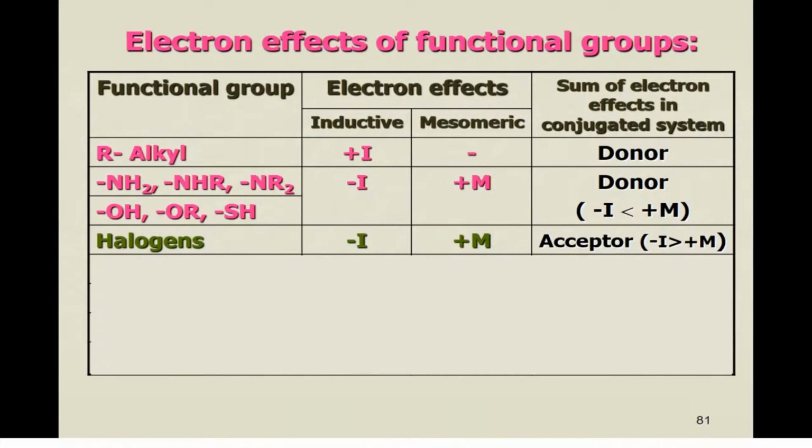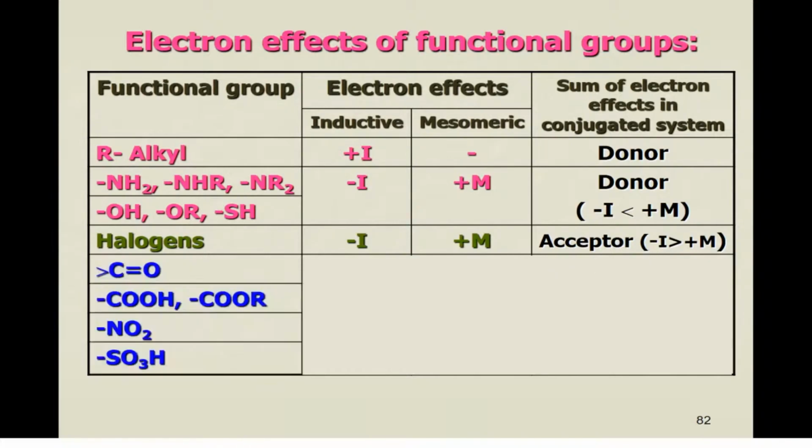The halogen situation is different. Why? Because of negative inductive, as they are more electronegative, and positive mesomeric, as a lone pair is present, but they are the most electronegative atoms there can be. So for them electronegativity results in negative inductive being more than positive mesomeric, and halogens are acceptors. And there is a list of groups, the same as the oxo group I mentioned just a minute ago.